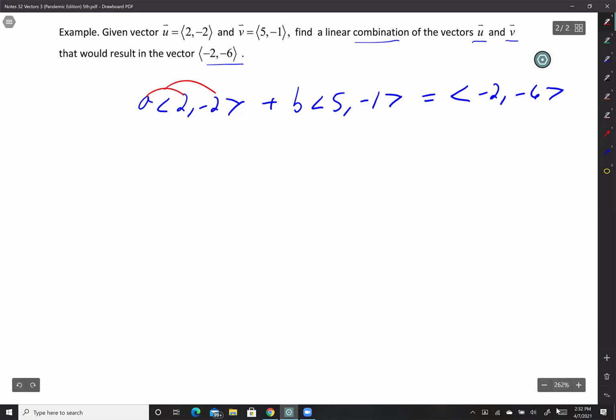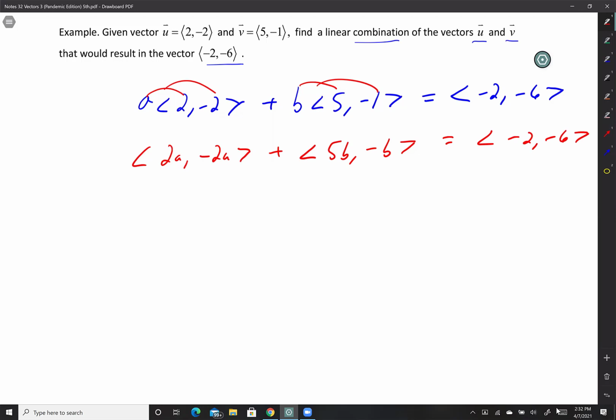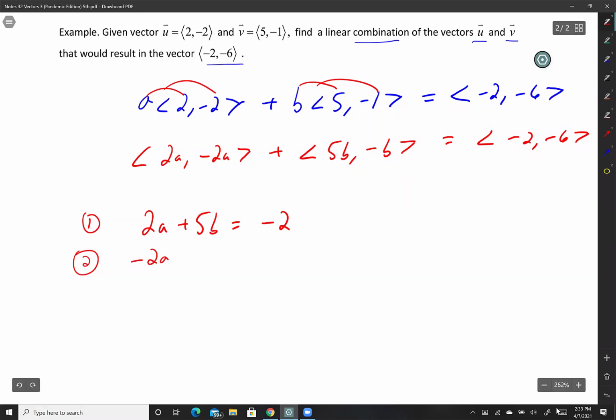I'm going to distribute. So I have chevron 2a comma negative 2a. And then distribute that b there. So plus 5b comma negative b. If you want to put a 1 in front of it, that's fine. And I need that to equal negative 2 comma negative 6. Make sure it's a chevron there. Get the x components together, guys. 2a plus 5b. That better equal negative 2. There's equation 1 right there. Here's equation 2. Negative 2a, oh look, they're nice again to me, plus a negative b, that equals negative 6.